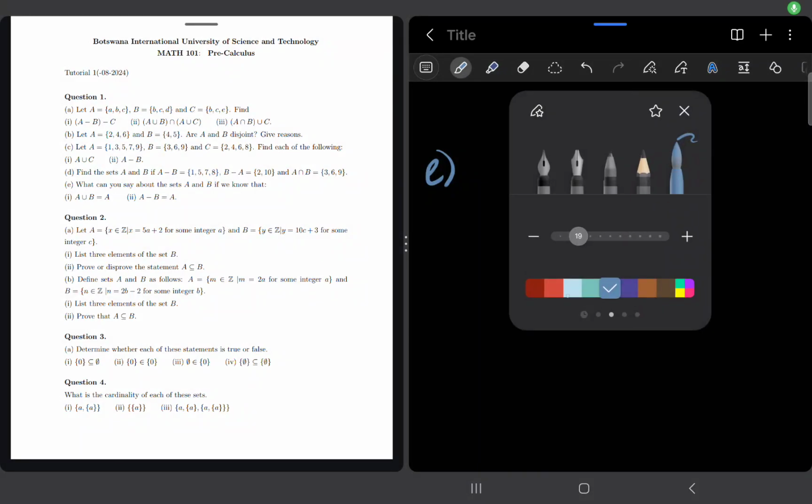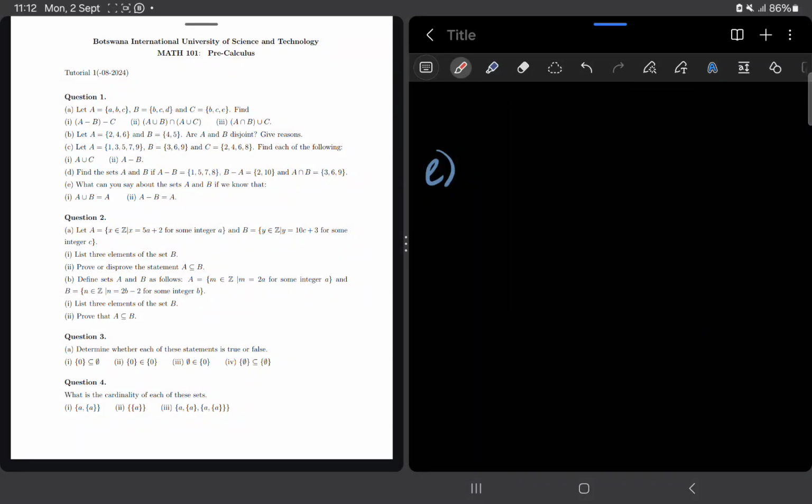At part E. Part E says, what can you say about the sets A and B if we know that A union B is equal to A? So, if A union B is equal to A, one of the things which says that A union an empty set is just A. That's one thing. When you unite A with an empty set, you just get A again.